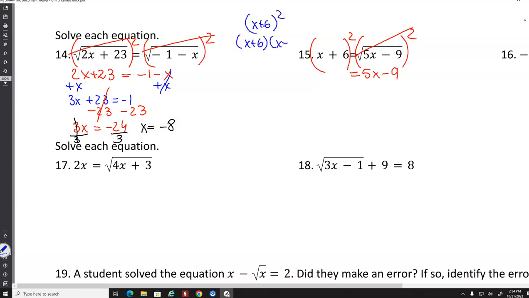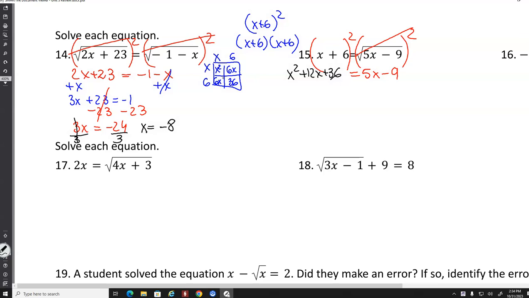That means I'm going to perform a box method or a FOIL to get my answer. If I do a box method right here, I'm going to multiply them out. That's going to give me x squared, 6x, 6x, and 36. Now, when I put it together, I am going to have x squared plus 12x plus 36 on the left.